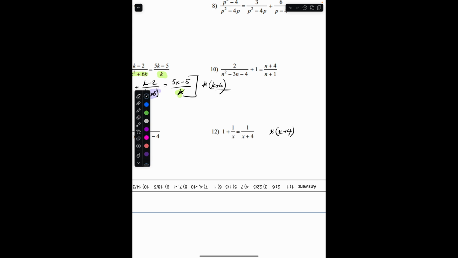If I multiply everything in that equation times x times (x plus 4), what happens? Well, x times (x plus 4) times 1 is x times (x plus 4). x times (x plus 4) times 1 over x: the x will cancel, and I'm left with x plus 4. And in the final fraction, the x plus 4's cancel, and I'm left with just an x. And that is the thing I need to solve. It's a lot simpler than with the fractions.